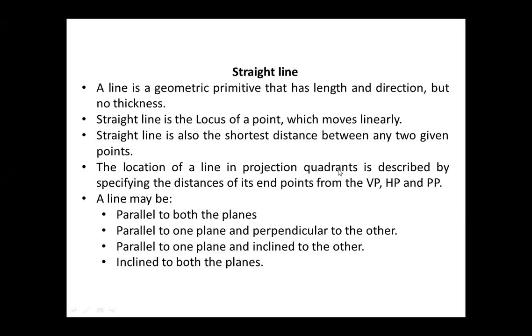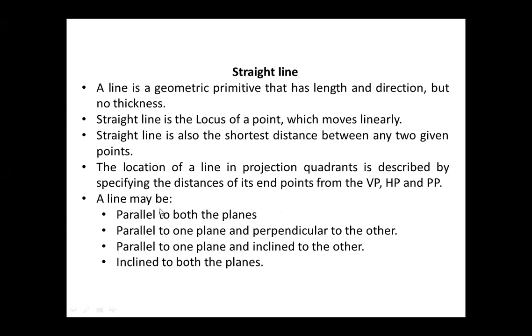The location of a line in projection quadrant is described by specifying the distance of its endpoints. We saw how a point is defined in quadrants. Yesterday we saw we need to know its location from all three planes: how much it is with respect to the horizontal, vertical, and profile plane. Now we are discussing line. A line is also the connection of two points only. If we locate those endpoints with respect to HP, VP, and PP, we can easily locate the line by joining those two points.